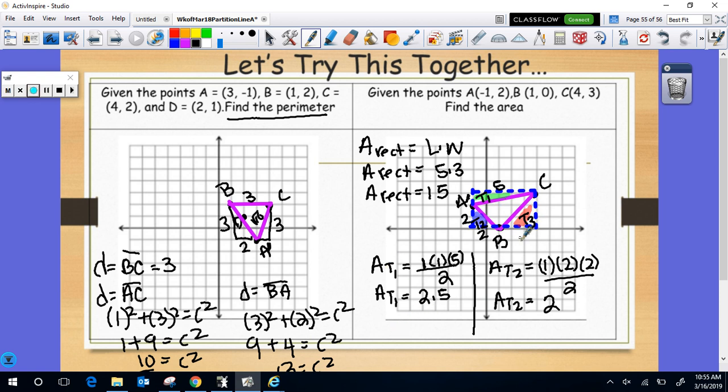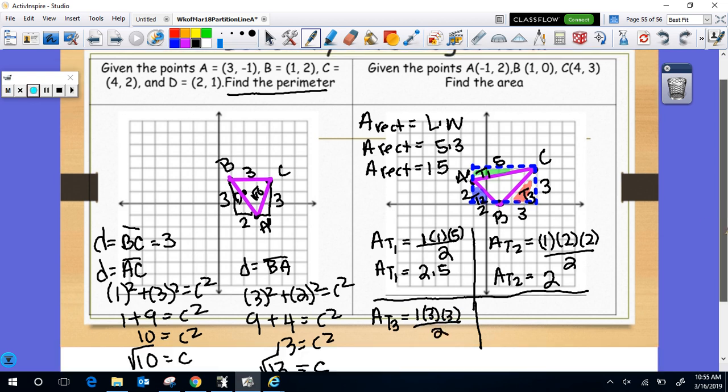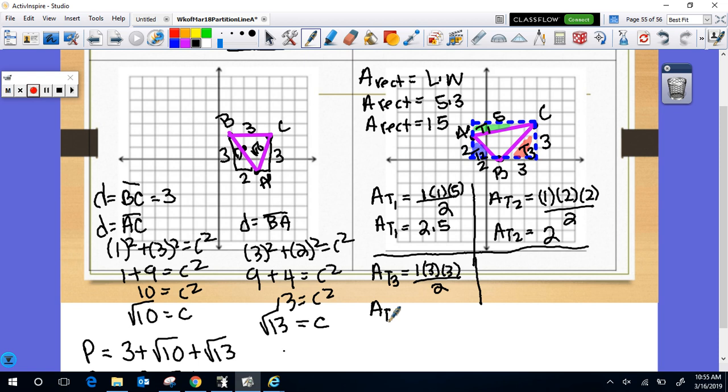And then I need to do triangle 3. So this side is 3, and this side up here is also 3. So the area of triangle 3 is 1/2 times 3 times 3, which is 9, and 9 divided by 2 is 4.5. So we found the area of all 3 of these little triangles.